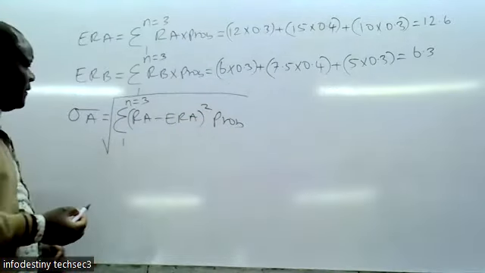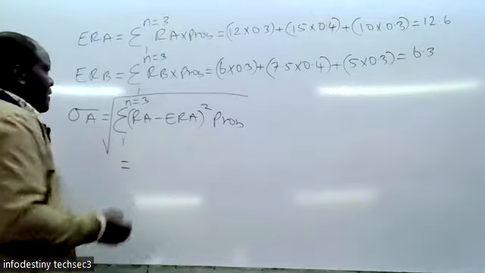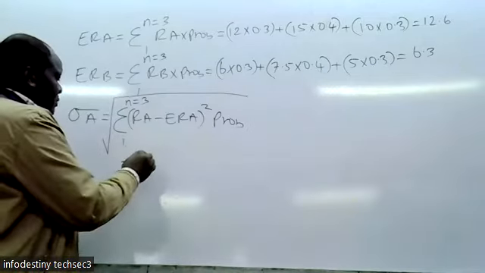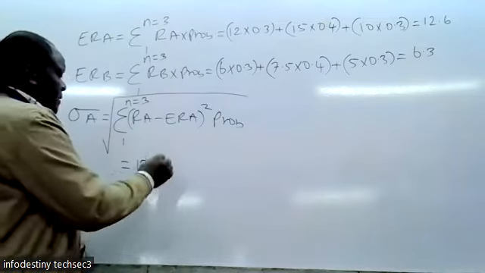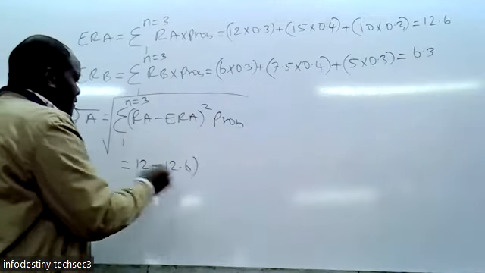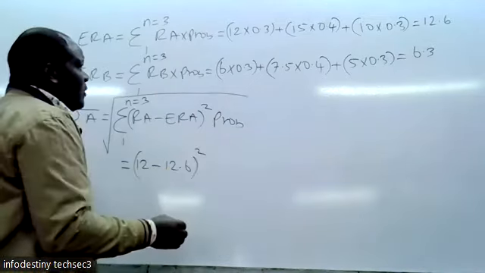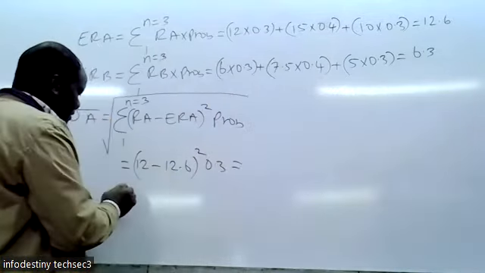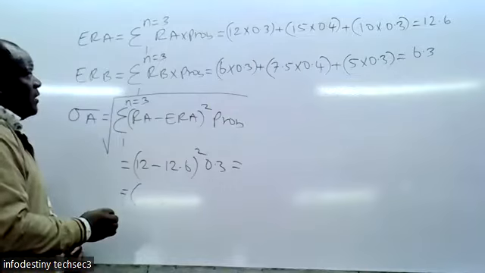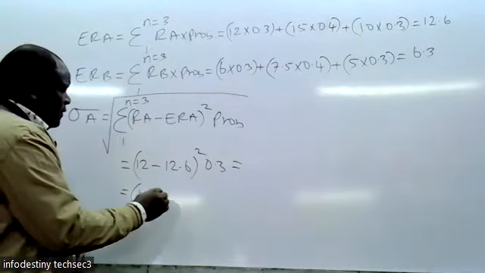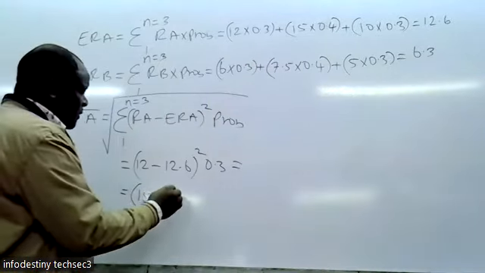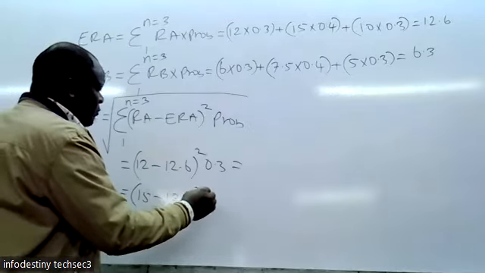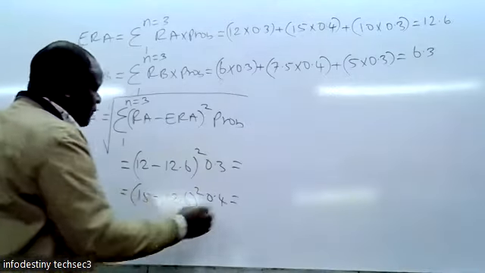So the first return for A, we know it was 12, minus expected return, 12.6. So the difference is squared and multiplied by 0.3. We go to the second return for A, which is 15. You also subtract expected return 12.6, squared, then multiply by 0.4.